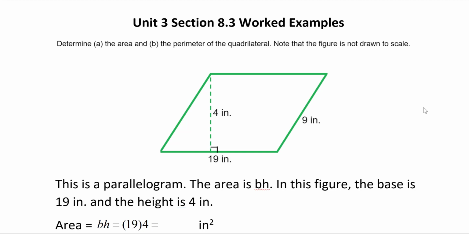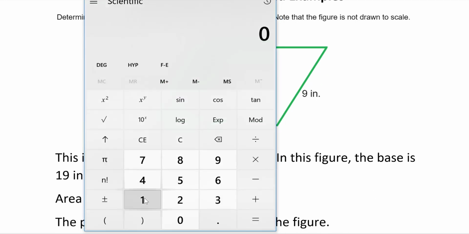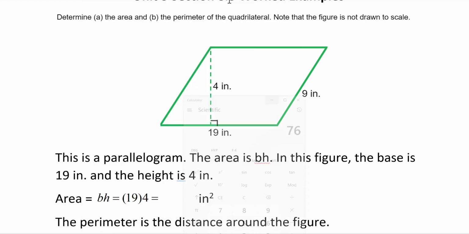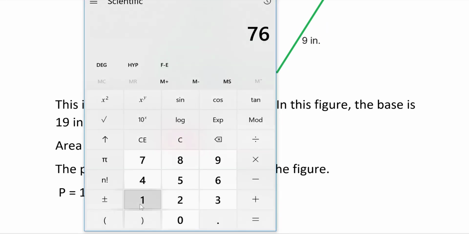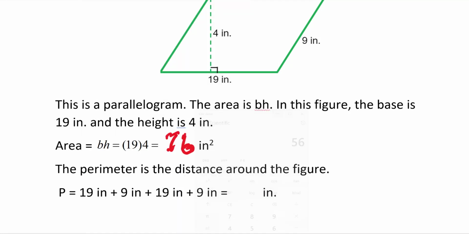This is a parallelogram. The area is base times height. In this figure, the base is 19 and the height is 4 inches. The area is 76 square inches. The perimeter is the distance around the figure, 19 plus 9 plus 19 plus 9, which is 56 inches.